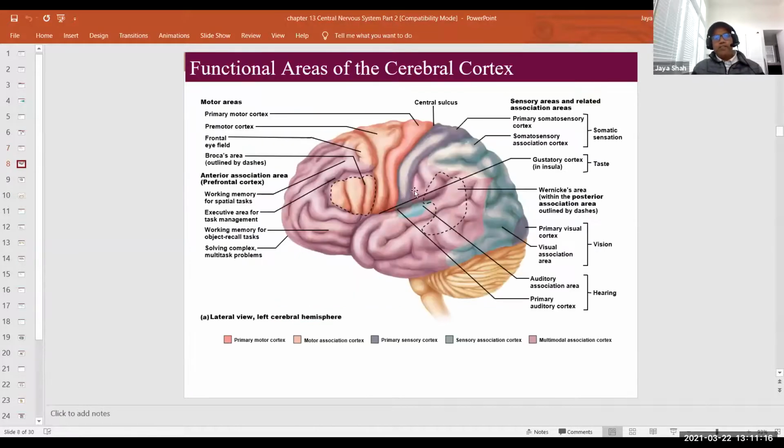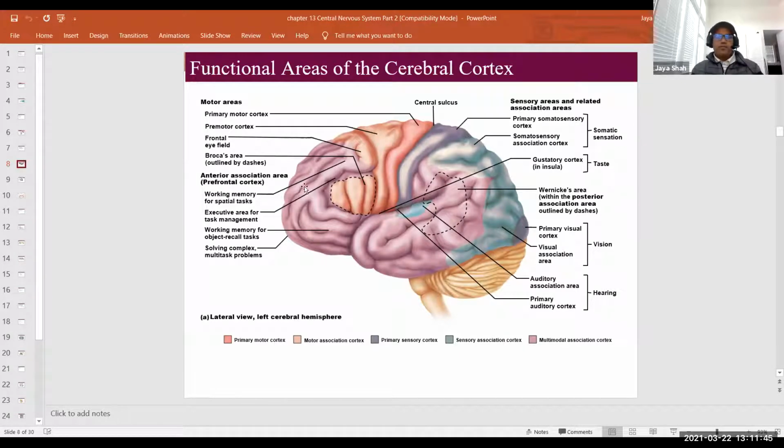If you see, the brain surface is not smooth. There are bumps, there are furrows and fissures. The bumps are called gyrus, and the small, shallow fissures are called sulcus. And this is the diagram showing the lateral side of the human brain.